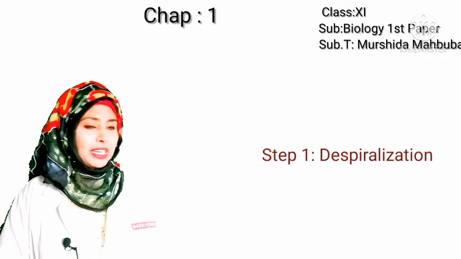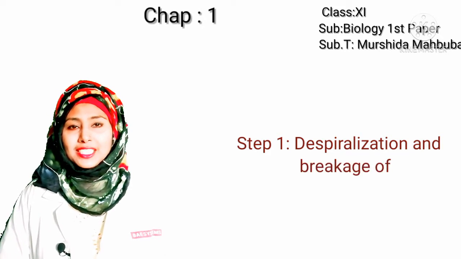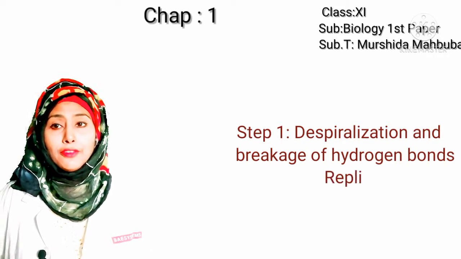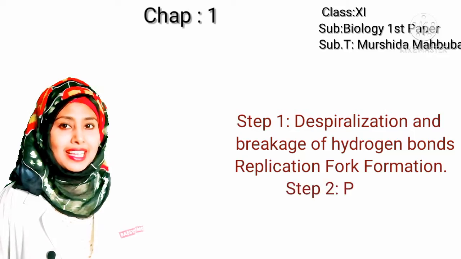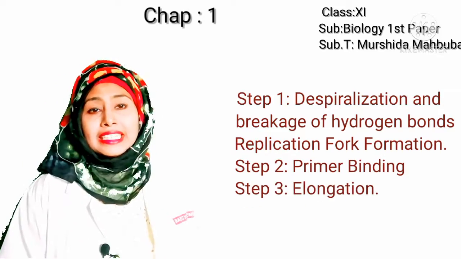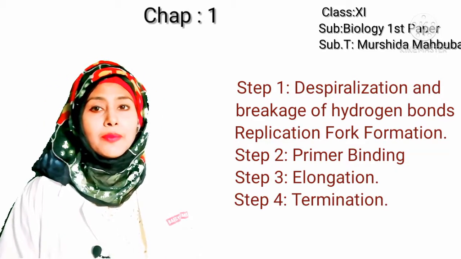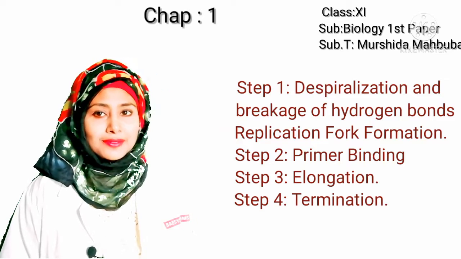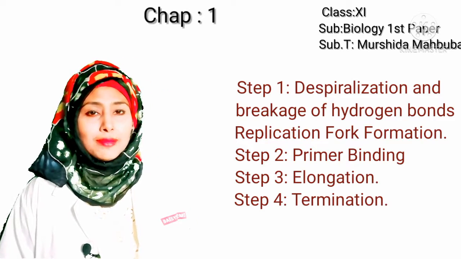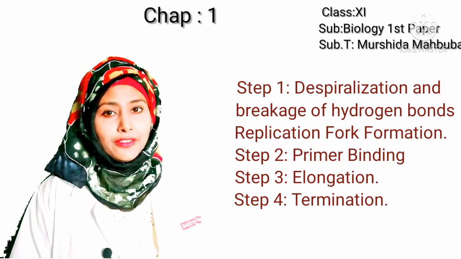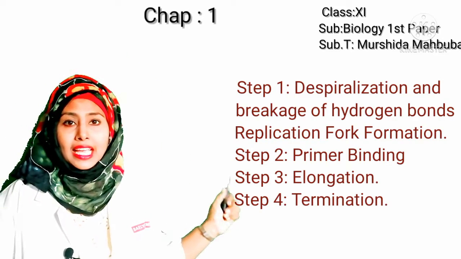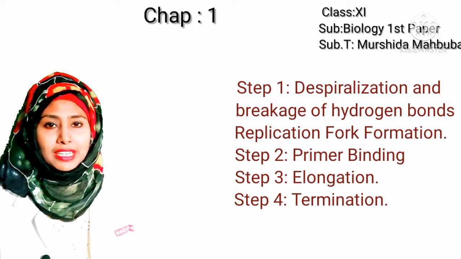Steps of semi-conservative replication. This process is completed by 4 consecutive stages. The stages are de-spiralization and breakage of hydrogen bonds, formation of replication fork, primer binding, elongation, and termination.